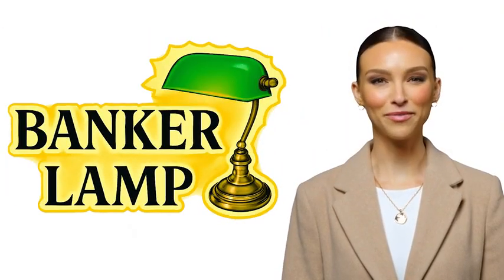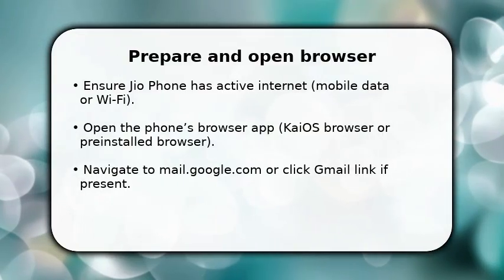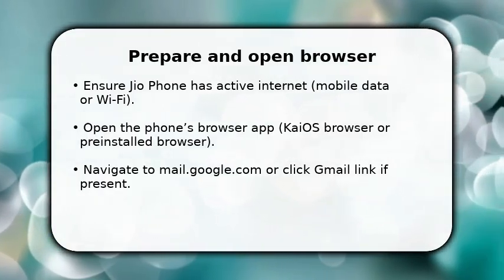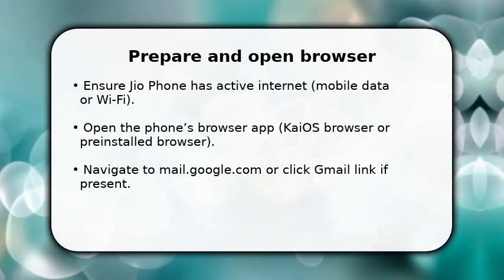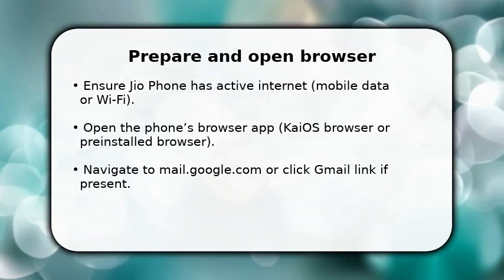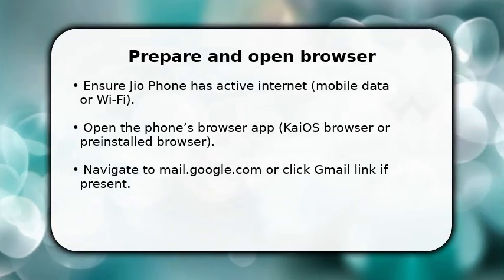Please enjoy the video. You start by confirming network access. You need stable mobile data or Wi-Fi. Once connected, open the GeoPhone browser app, not the dialer. Type mail.google.com in the address bar and press the central key to load the page.